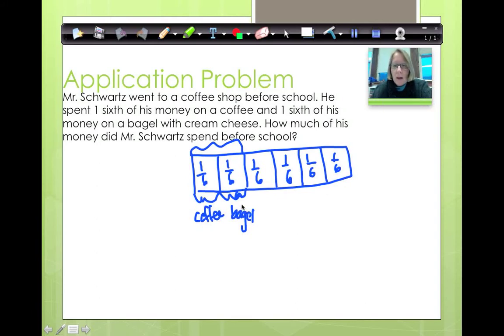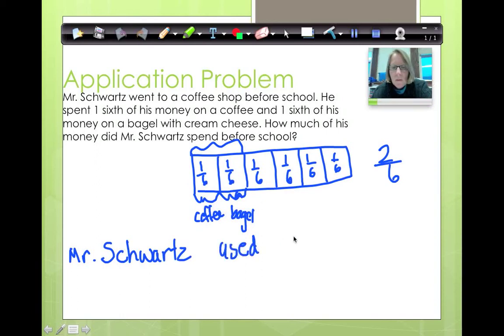So how do I answer that? Well, they're divided into sixths, and we use 2 parts. So the answer would be 2/6. Now let's put it in a statement. Mr. Schwartz used 2/6 of his money. Make sure you put a period. Good.